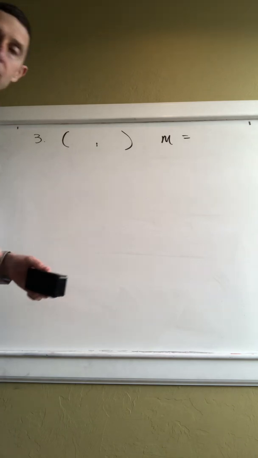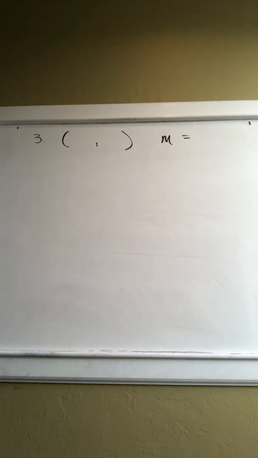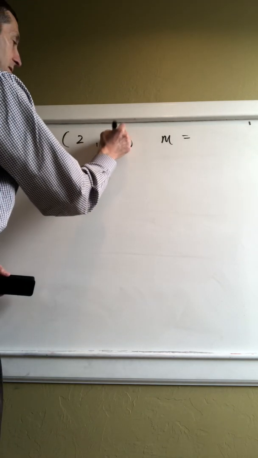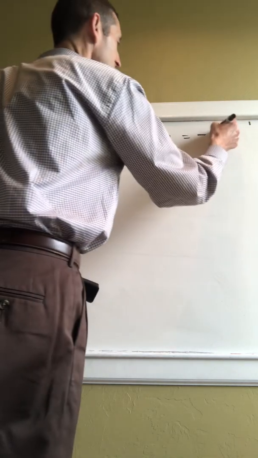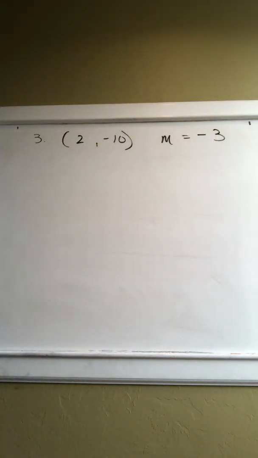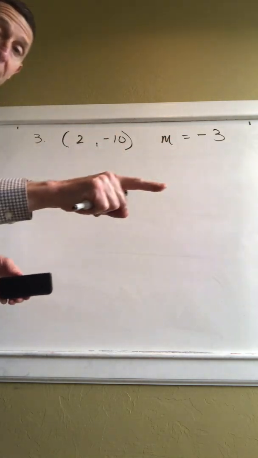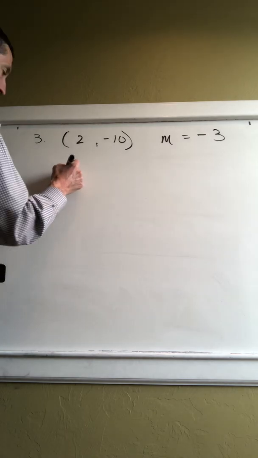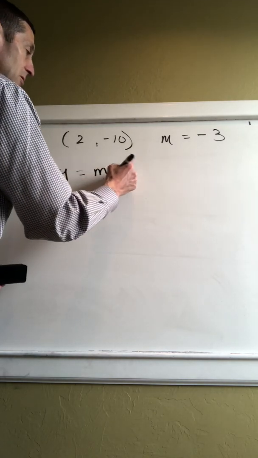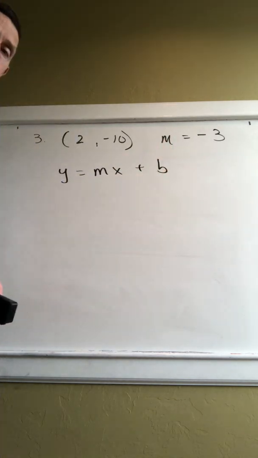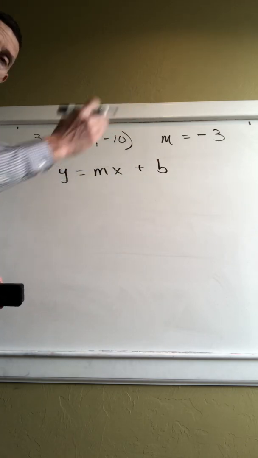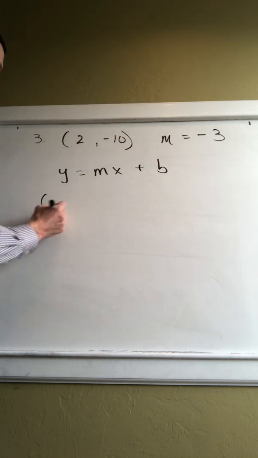Let's try a third run. So I provide you with a given point, (2, -10), and a given slope. Let's go -3 this time. All right, here we go. You got to find m, you got to find b. Got m. He's done. To find b, you use your equation, y equals mx plus b. So your best friend, slope-intercept form, y equals mx plus b.